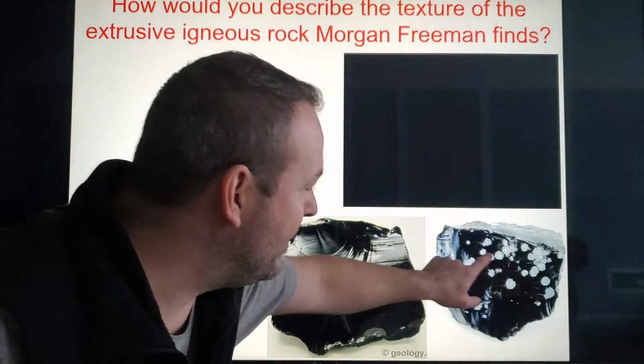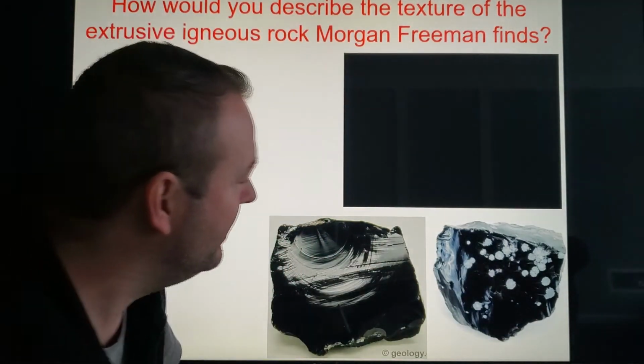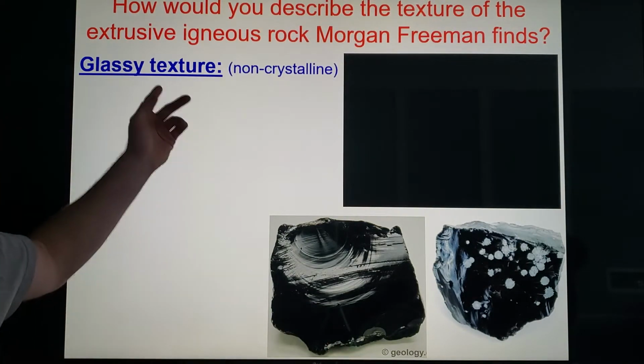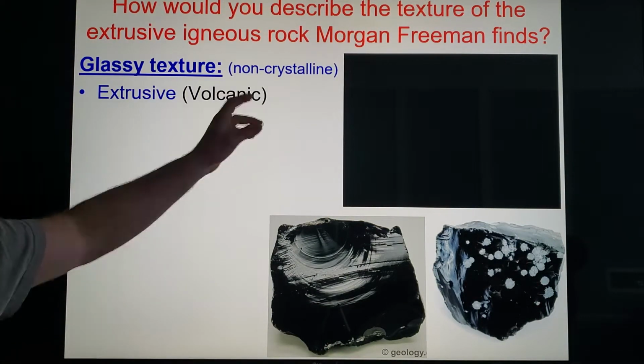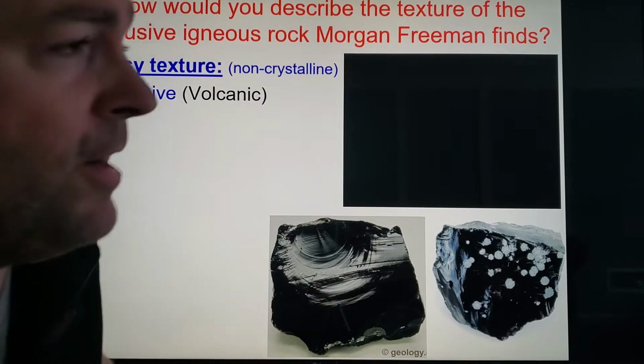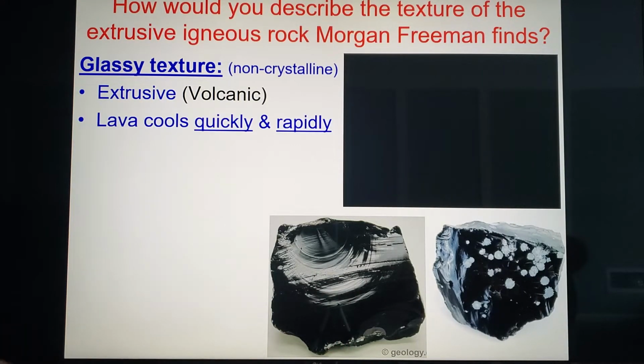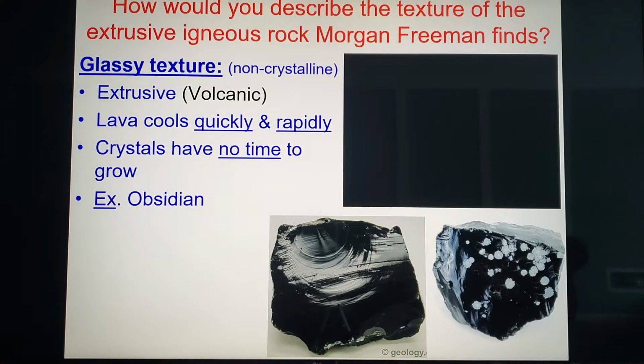When you see it like that, they call that snowflake obsidian, right? It's got little impurities mixed in, but it's that black volcanic glass. And there it is, your glassy texture, non-crystalline, no crystals there, right? It cooled too quickly. Absolutely extrusive, right? Volcanic. And the crystals just don't have time to grow.